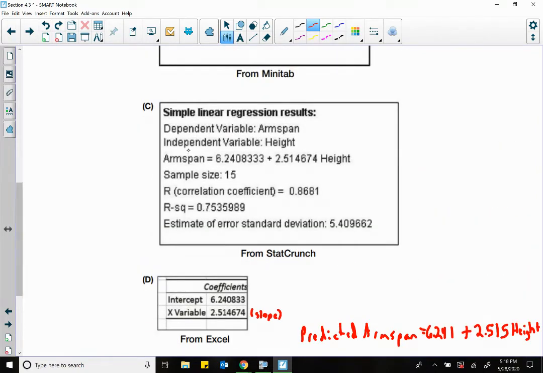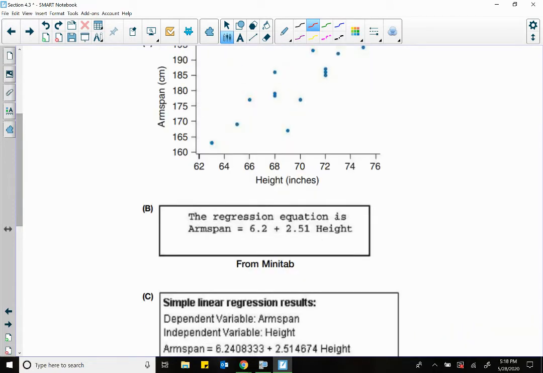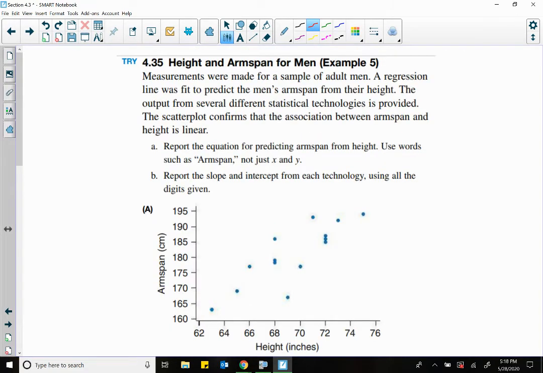Oh, look, arm span, 2.641 plus 2.515 height. Okay? And it matches the same thing from Minitab. All right? So there's part A. Part B says report the slope and the intercept. So in other words, what they want you to do is tell us what the slope and the intercept are, and then tell us what they mean.